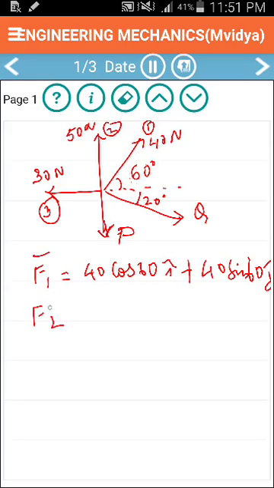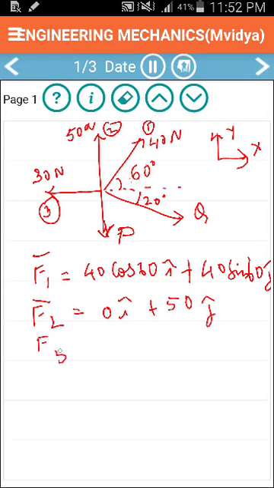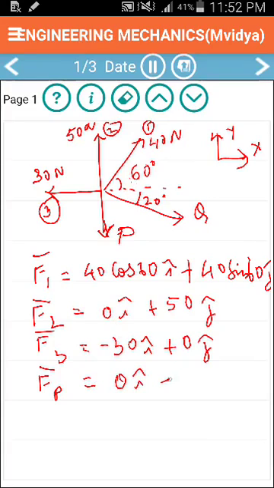That's my F1 bar. F2 bar is entirely along the positive y-axis. So F2 bar is 0 i cap plus 50 j cap. F3 bar is along the negative x-axis, so it is minus 30 i cap plus 0 j cap. P bar, I'll call it FP bar, is along the negative y-axis, so it is 0 i cap minus P j cap.